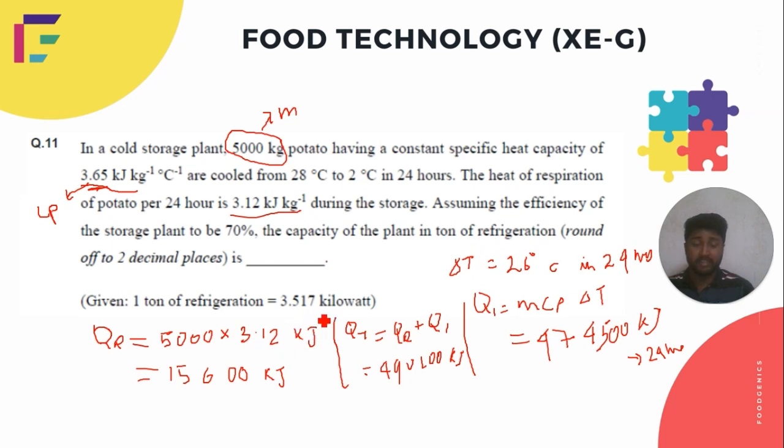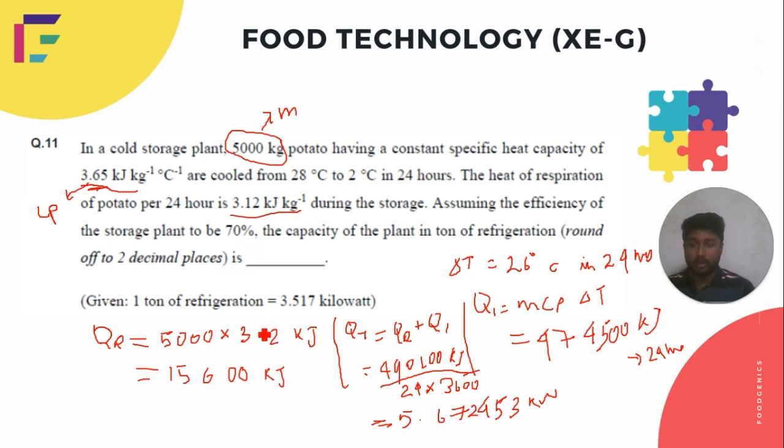Now in the question they have asked in ton of refrigeration. So ton of refrigeration is linked with kilowatt. If we have to convert this kilojoule into kilowatt, what we have to do is divide it by time. How much time do we have? We have 24 hours, and if we convert it into seconds, we have to multiply it with 3600. So the whole value will become kilowatt. The value comes out to be 5.672453 kilowatt.